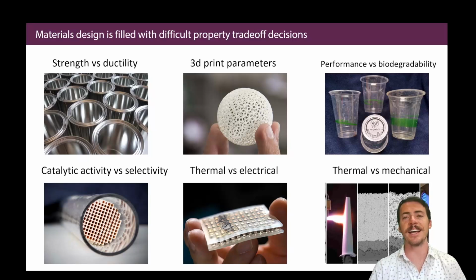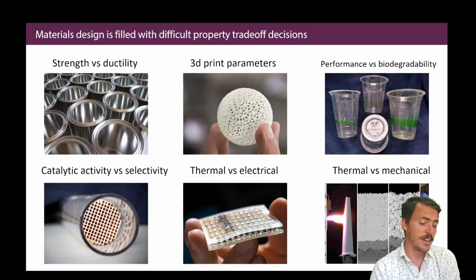What about in catalysis? Now you're looking at activity versus selectivity maybe. Or thermal versus electrical transport. Devices like thermoelectrics, you can't just have both of those maximized. You have to have one or the other, so there's a trade-off. Or in thermal barrier coatings, maybe it's a mechanical strength and thermal properties that you're trying to trade off. On and on and on.